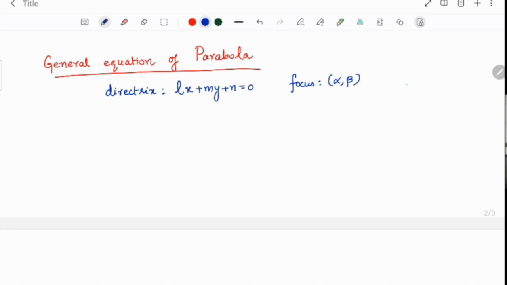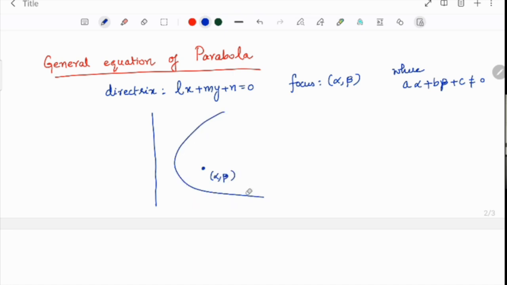How to say in maths that the focus will not lie on the directrix? a alpha plus b beta plus c is not equal to 0. This is given. So what is the equation of the parabola now? The focus is given as alpha beta. What is the equation of the parabola?